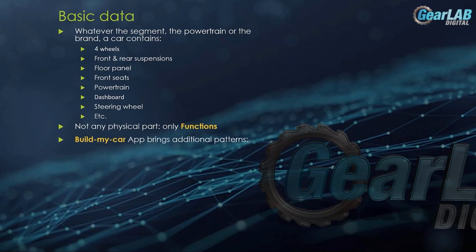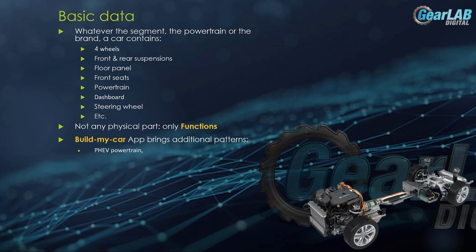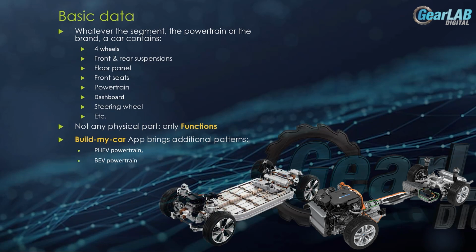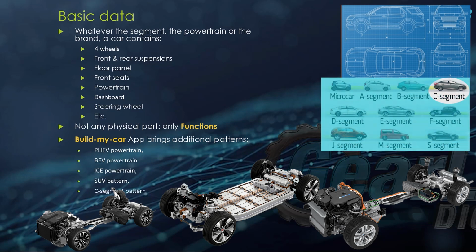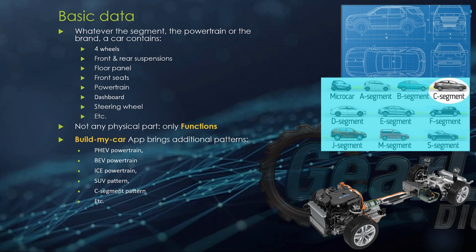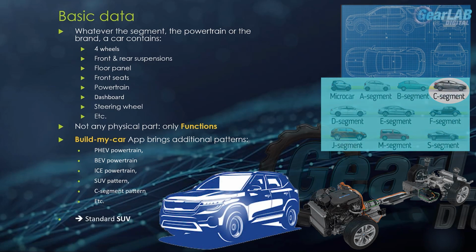Then, the Build My Car app brings other car-specific additional data, in fact, some patterns. Like PHEV powertrain, BEV powertrain, ICE powertrain, SUV pattern, C-segment pattern, etc. Excellent, select here the patterns that you need to add to the previous gearboard pattern of a basic car, then you have a standard generic SUV. Great!